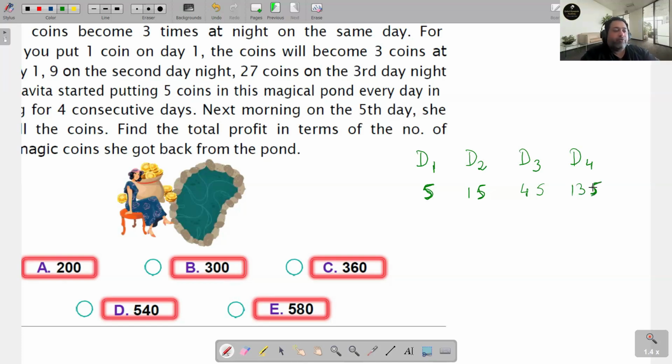All right. 45 times 3. Okay. And day 5 morning she takes out. So for these 5 coins, she'll be able to get this much. What about what she put in on day 2? Day 2 also she's putting in 5 coins.